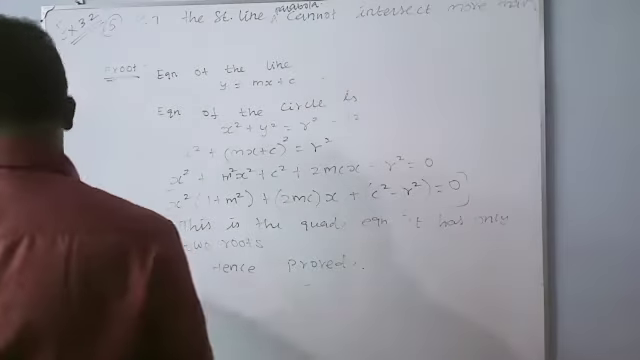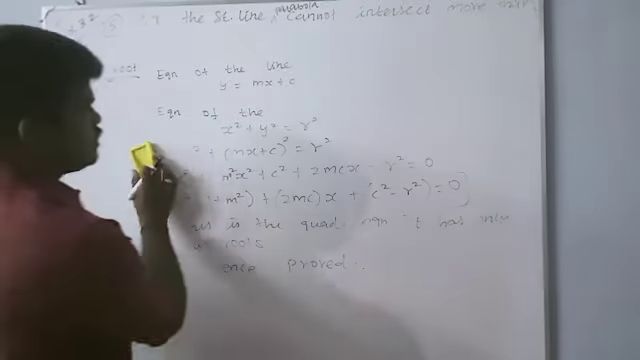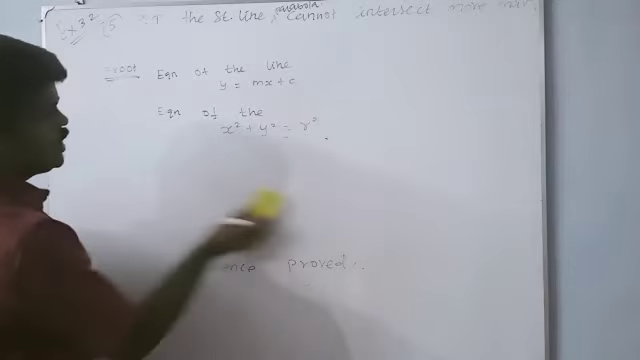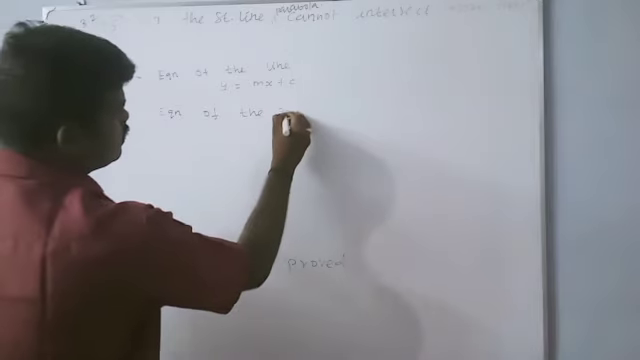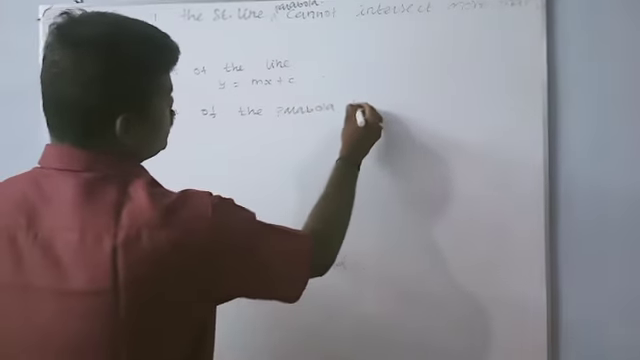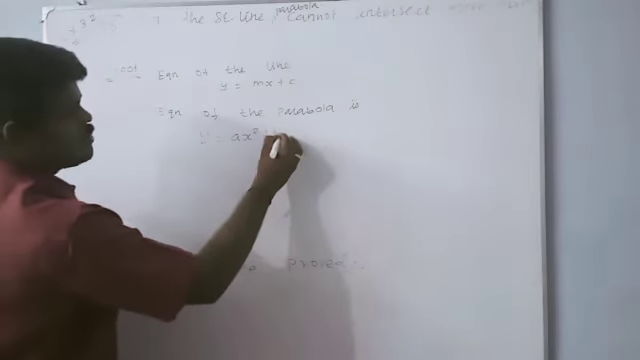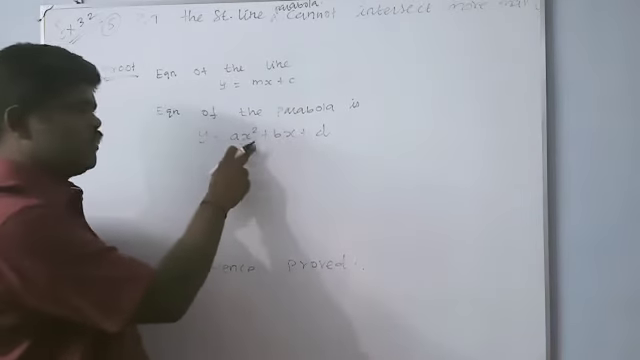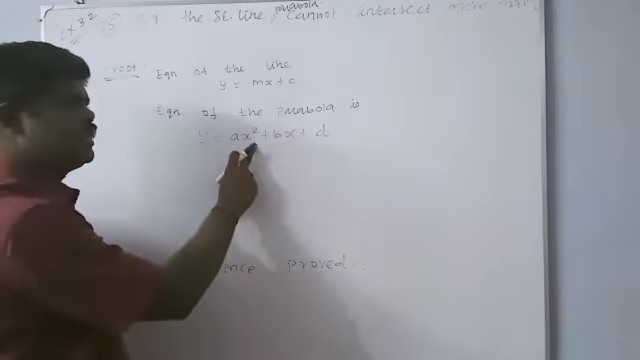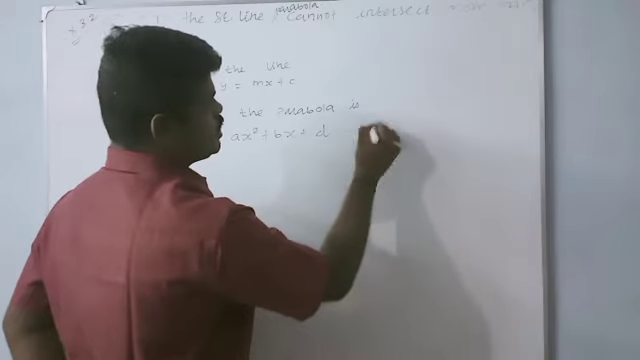Now, this is the equation of the line, and we write the equation of the parabola. What is the equation of the parabola? y is equal to ax squared plus bx plus d. If you did not know the parabola concept, now you can understand this formula and memorize it. y is equal to ax squared plus bx plus d is the equation of the parabola. This is equation number 2.